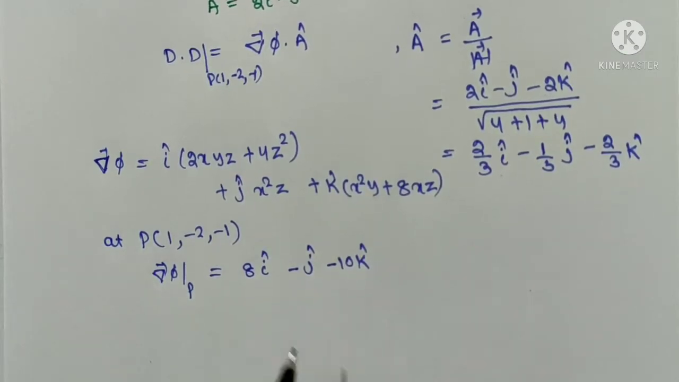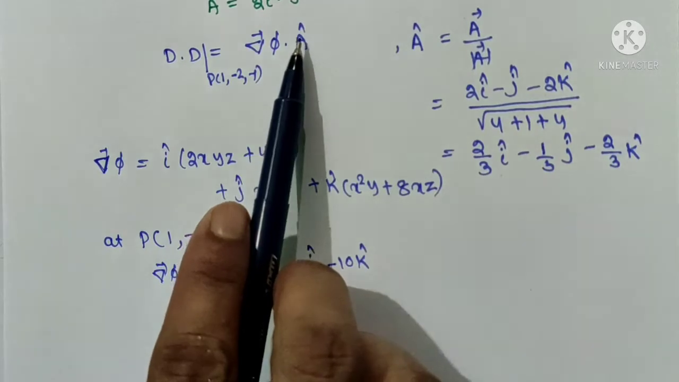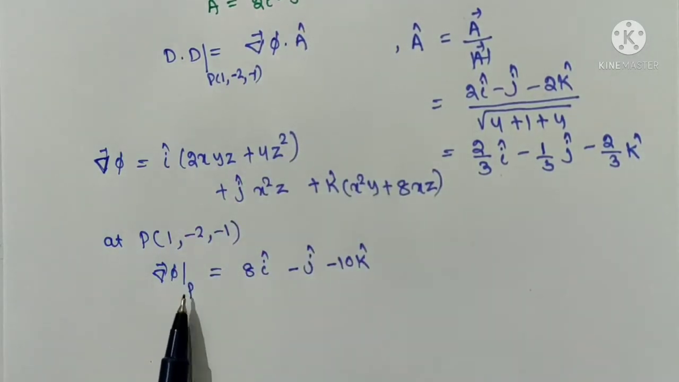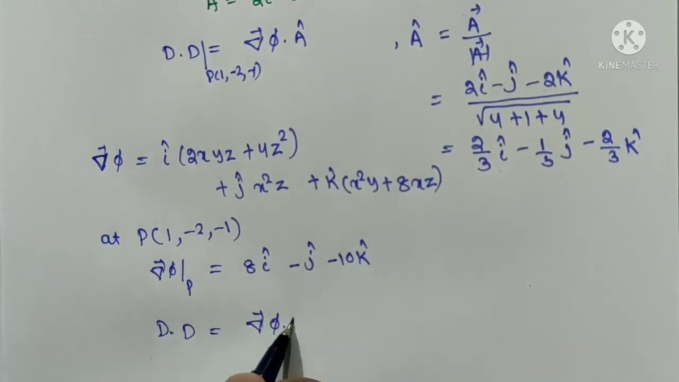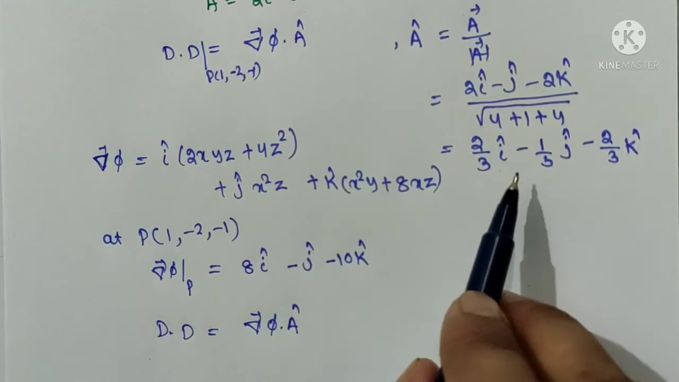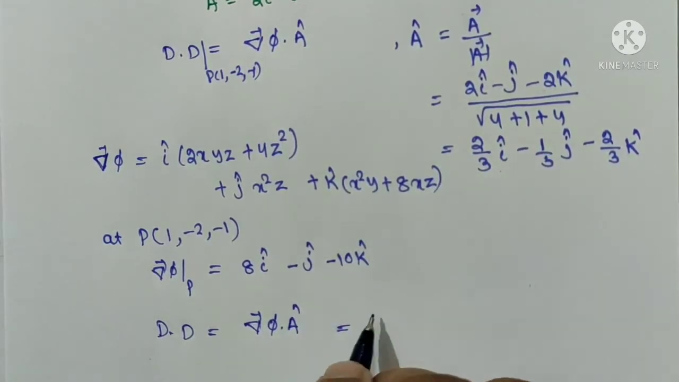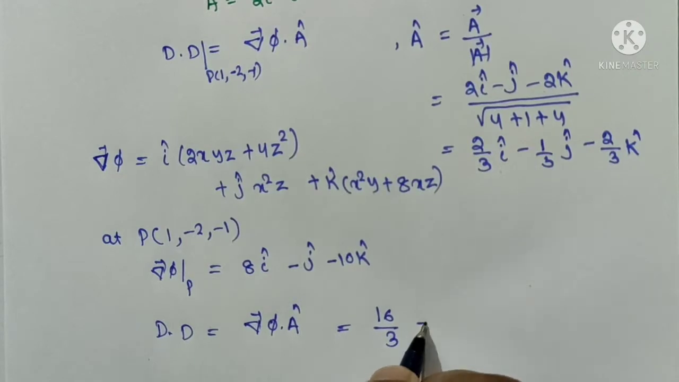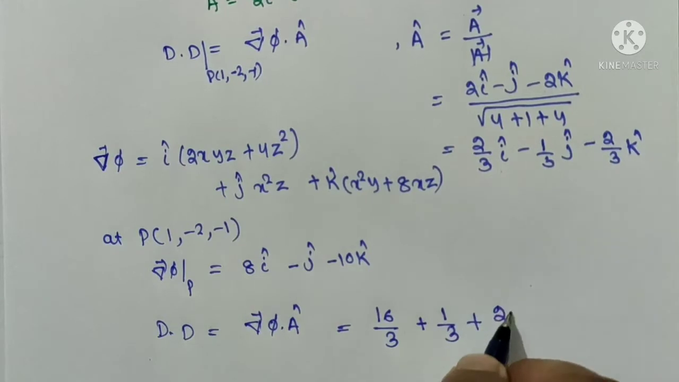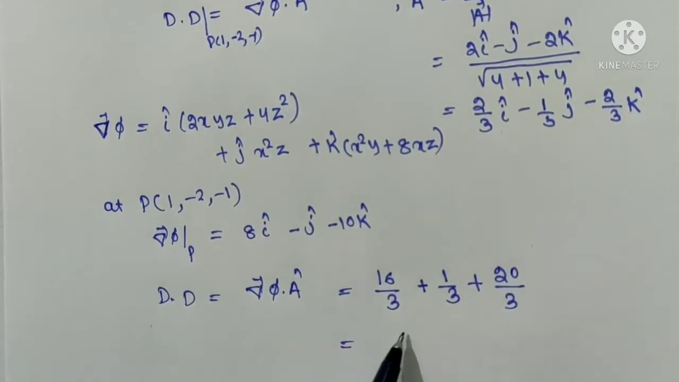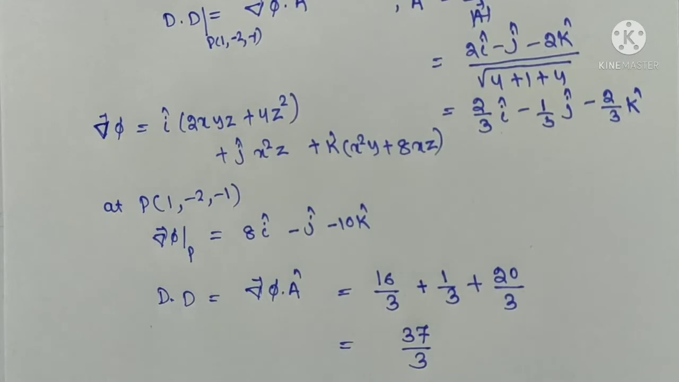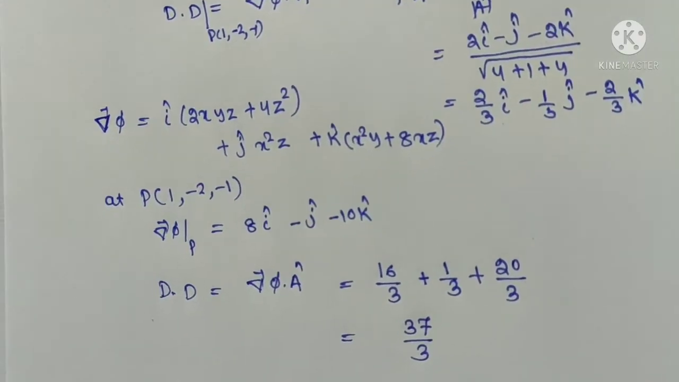So now for the directional derivative, grad phi dot a cap. So a cap is this and grad phi at P is this. So now the directional derivative equals grad phi dot a cap. So just calculate the dot product of these two vectors. So it is equal to 16 by 3 plus 1 by 3 plus 20 by 3. So this will be 20 plus 1 is 21, plus 16, 37 by 3. So your correct answer is 37 by 3.